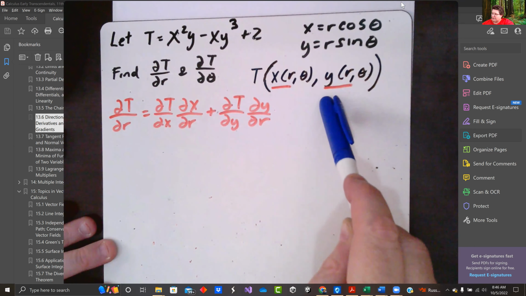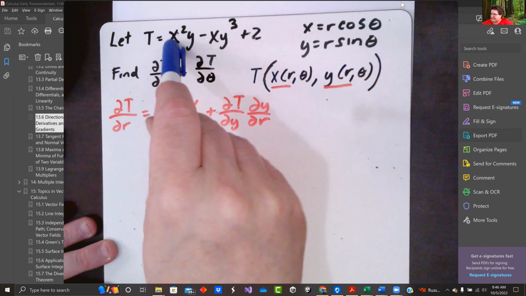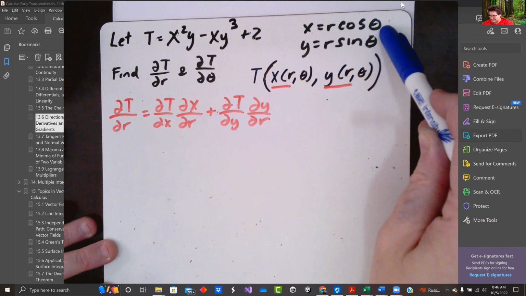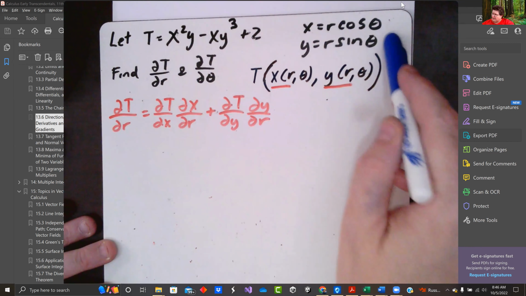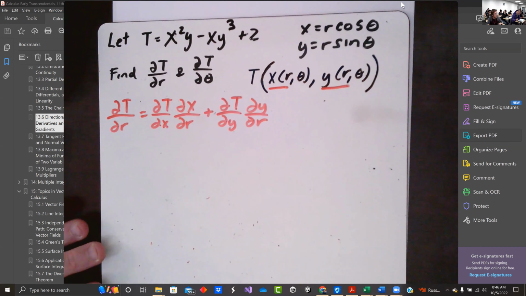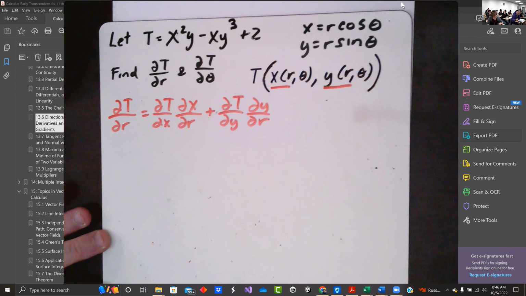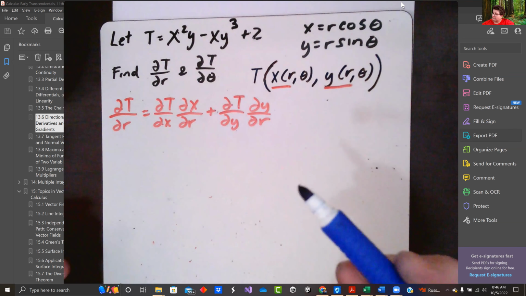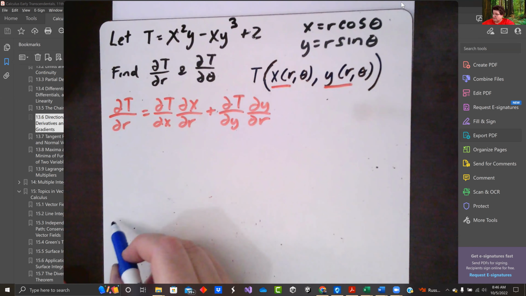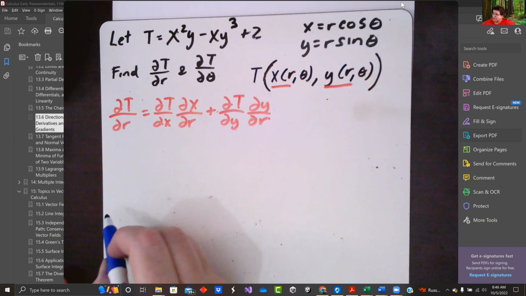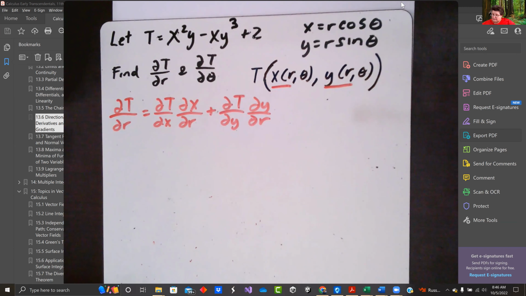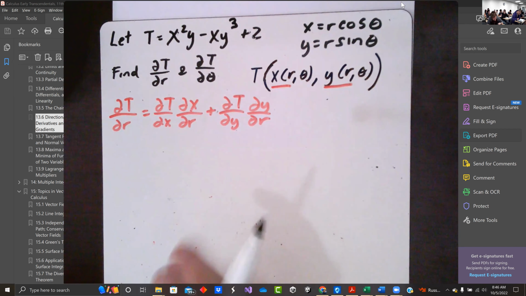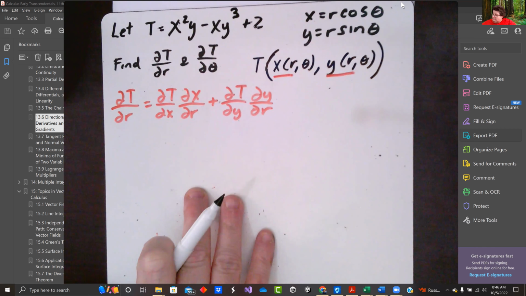I don't even write this out. I look at this and go, okay, I've got to take the derivative with respect to x. Does x have r in it? Yes. Then you have to take another. We'll do dt/d theta in a second. Is that a partial of x with respect to r? It's a partial.